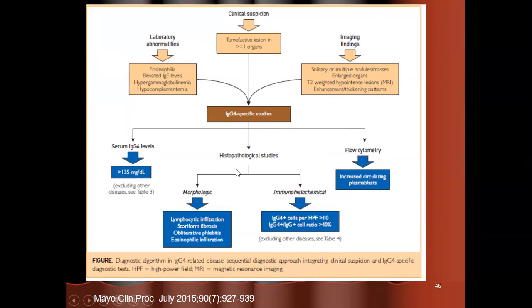Histopathologic studies are the cornerstone, looking for lymphocytic infiltration, storiform fibrosis, obliterative phlebitis, and eosinophilic infiltration, with immunohistochemical study for IgG4 positive cells more than 10 per high power field or more than 40% of total plasma cells. Flow cytometry is a promising technique, really. Increased circulating plasmablasts is a characteristic, and it may be in the future one of the reliable tests.